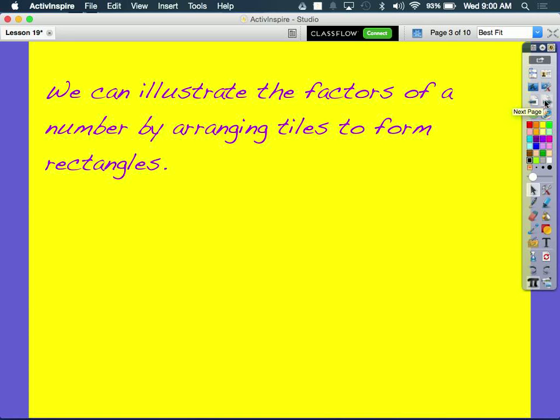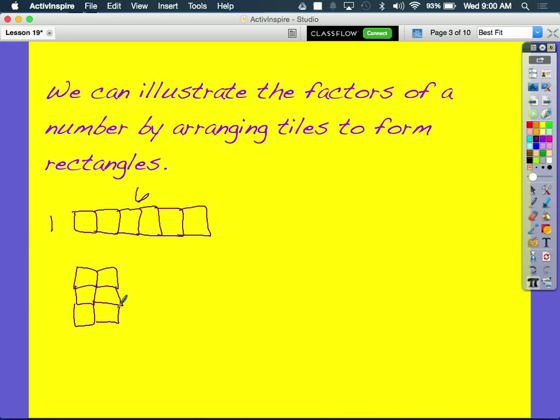So we can illustrate the factors of a number by arranging tiles to form rectangles. Okay? So if I want to know the factors of 6, just 6 little boxes, okay, there's a rectangle. It's 1 by 6. So 1 and 6 are factors. Okay, formed a rectangle, 3, 2 are factors. So you can use tiles if you need to. I'd suggest not doing that because we should know our basic facts. We should be able to find the factors we need to find.